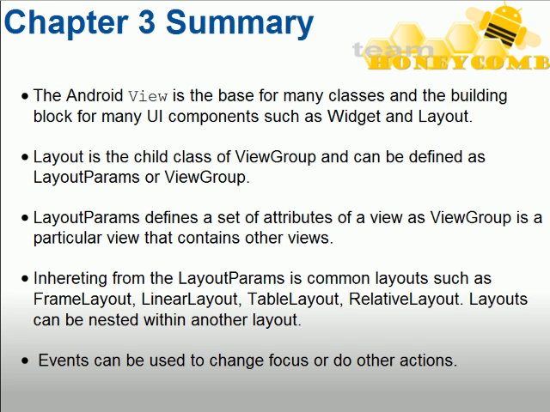Now let's review what I've gone over in the previous slides. The Android view is the base for many classes and the building block for many UI components such as widgets and layouts. Layout is the child class of view group and can be defined as layout params and view group. Layout params defines a set of attributes of a view, while view group is a particular view that contains other views. Inheriting from layout params are common layouts such as frame layout, linear layout, table layout, and relative layout. Layouts can be nested within another layout.